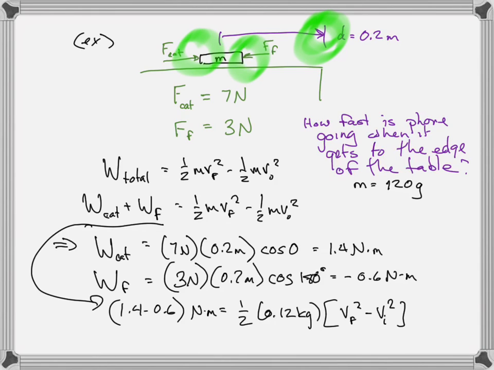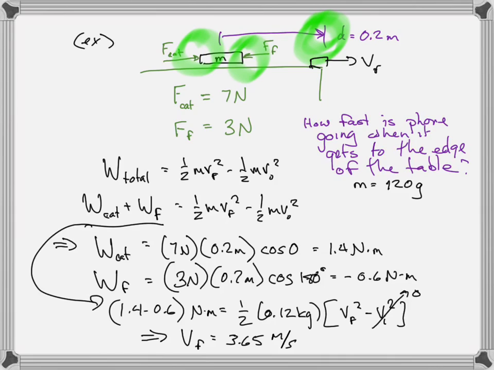What was V initial? V initial wasn't stated, but it should be implied that it was 0 because the cat is pushing it from rest. Your phone's not just floating on the table and moving around on its own. So V initial is 0. So this is a single solution for a single variable, and we get 3.65 meters per second. The phone is going at 3.65 meters per second when it flies off the table. That's kind of fast, but that's okay. Kind of fast for a cat pushing a phone.